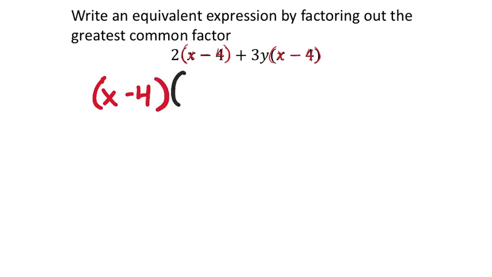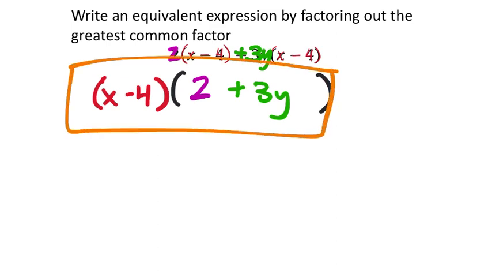And then what do I have left on the inside here? Well, the first term there had a 2 that was left over, so it stays. And then the second term there was a positive 3y. So I bring that down, positive 3y. All right? That's all we're going for on this.